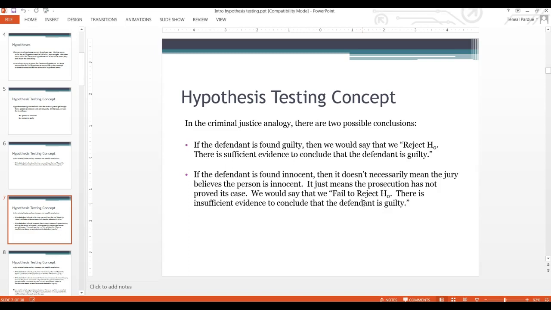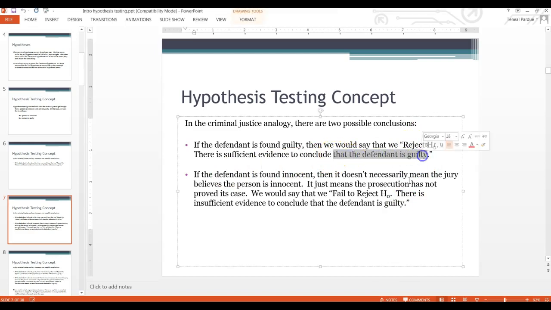These are the only two possible conclusions to a hypothesis test. It's either going to be reject H naught, there is sufficient evidence to conclude... This part is going to change from problem to problem. Or fail to reject H naught, there is insufficient evidence to conclude... And this part might change from problem to problem. But you never mix and match those two parts.